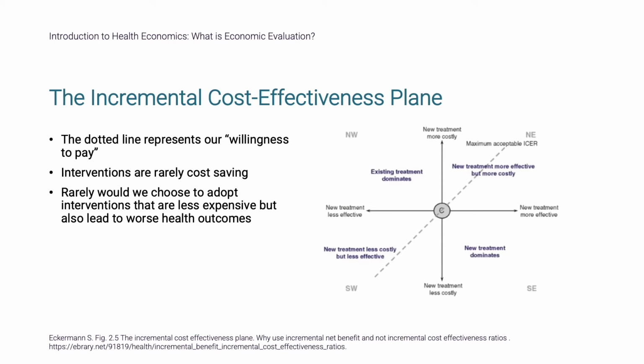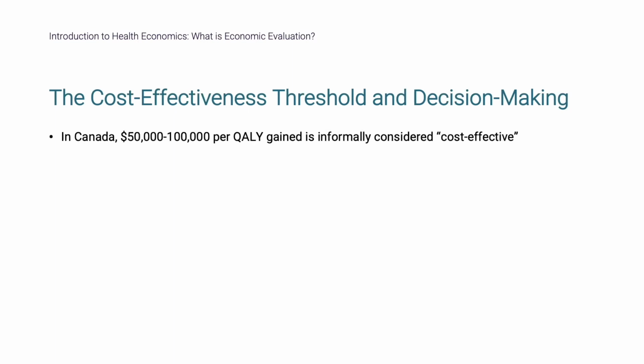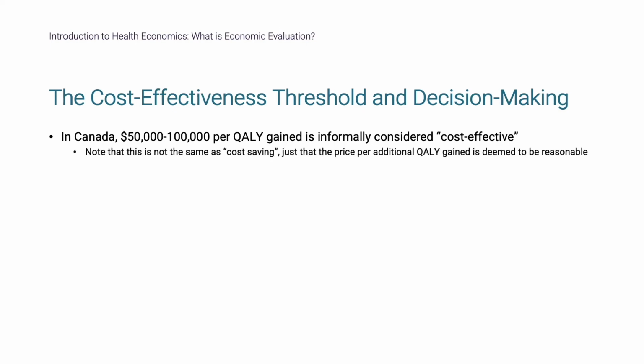In Canada, our willingness to pay to gain one QALY is typically $50,000 to $100,000, although this is an informally adopted threshold. In Canada, $50,000 to $100,000 per QALY gained is informally considered cost-effective or good value for money. If our budget for healthcare is unlimited, then the willingness to pay threshold can reflect what we think the value of a QALY is. In Canada, the healthcare budget, however, is limited. Thus, if we fund a new intervention, we will need to disinvest in other interventions for other conditions.